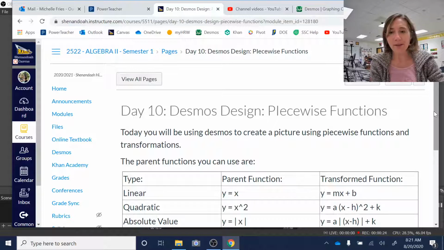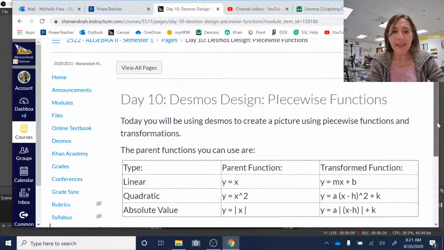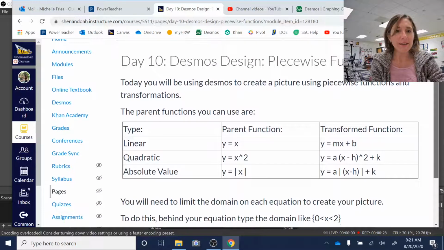So anyway, I'm on the Canvas page right now, and it explains what your requirements are for this. You are going to use Desmos to create a picture using piecewise functions and transformations. The parent functions that you can use, I have listed. You've learned about linear functions for a very long time. That parent function is just y equals x. That's the most basic linear function you could ever see. So that's why we call it the parent function.